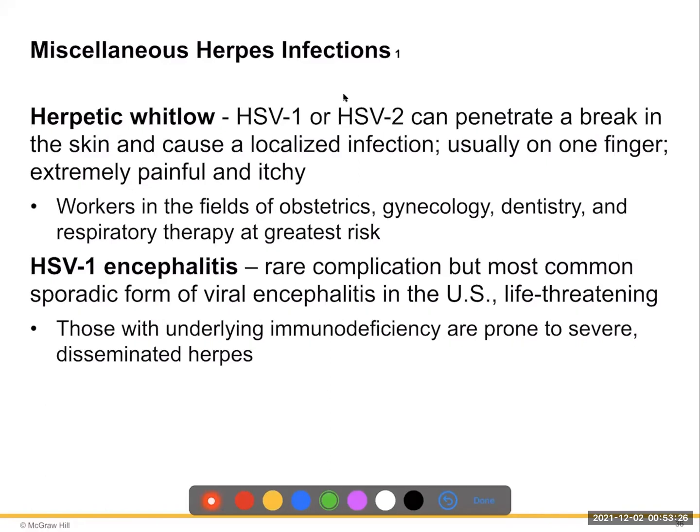HSV1 can cause encephalitis. That's a rare complication, but it's the most common sporadic form of viral encephalitis in the United States, and it is life-threatening. Those with underlying immunodeficiency are prone to severe disseminated herpes. They can't fight the infection as a, quote, healthy person can.